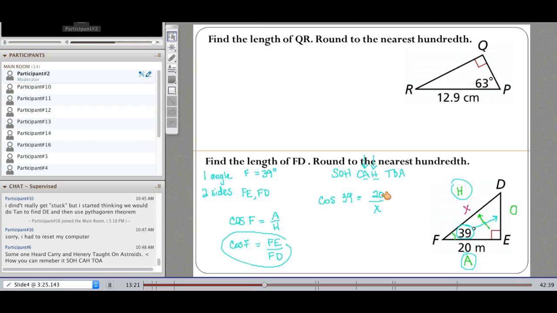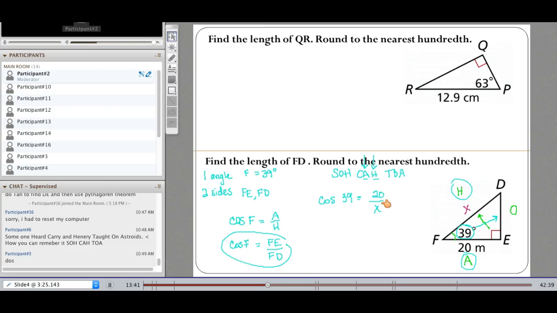The reason that we needed to put this in, even though we knew it, is see how I have three things that I have to plug in, and I can only be missing one of those three things. So if I had chosen O and H, how many things would I have been missing? If I had done cosine, that's not going to work because I'd be missing two things over here. That's why we have to go with one side we already know and one side we need to find. Okay, cool. Now we're cooking.